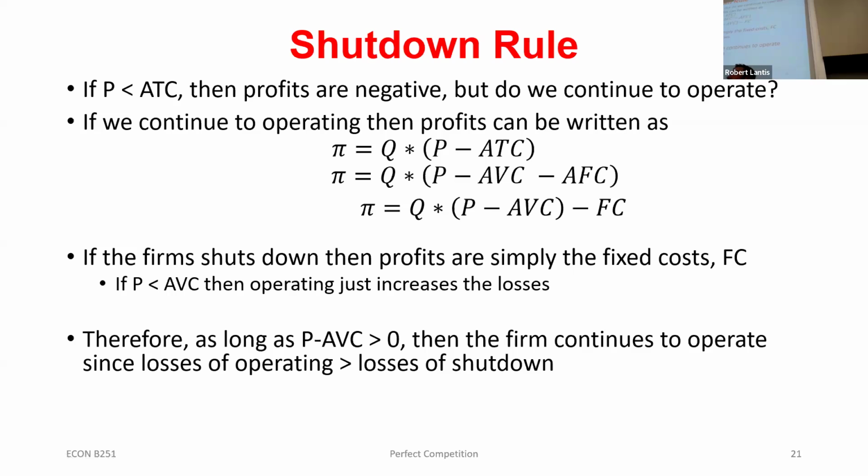Okay. So the shutdown rule we're going to start to evaluate is: once the price is below average total cost, we know profits are negative. The next thing we have to check is, if the price is above average variable cost, we should stay open and operating, right? Minimizing losses. If the price falls below the average variable cost, we should just shut down to minimize losses.